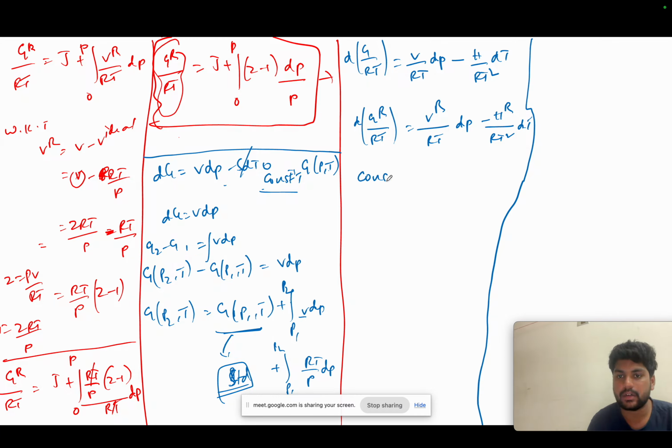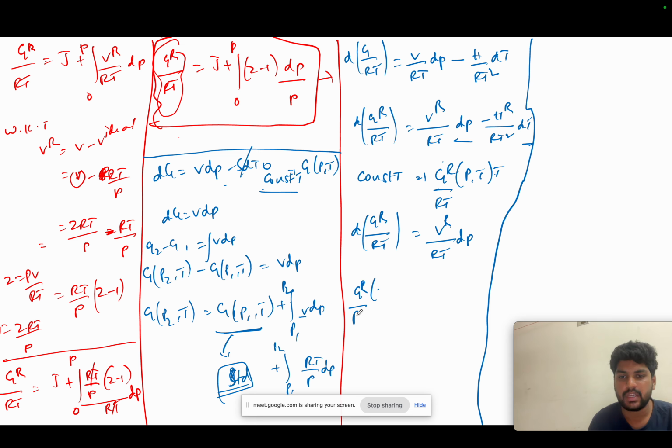Now if I take constant T, as we all know that GR by RT is a function of P comma T, because it is a dimensionless number. Now I kept T constant, so dT will be 0. So the equation we have is d(GR by RT) equals VR by RT dP. Using the same formula, GR by RT at P2 comma T minus GR by RT at P1 comma T equals the integration from P1 to P2 of VR by RT dP.